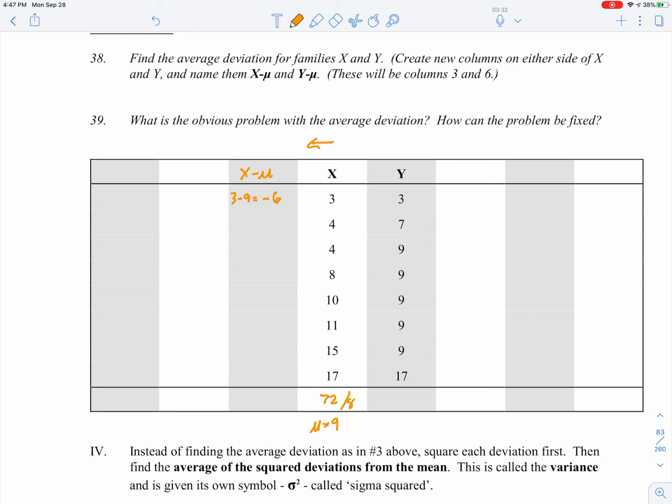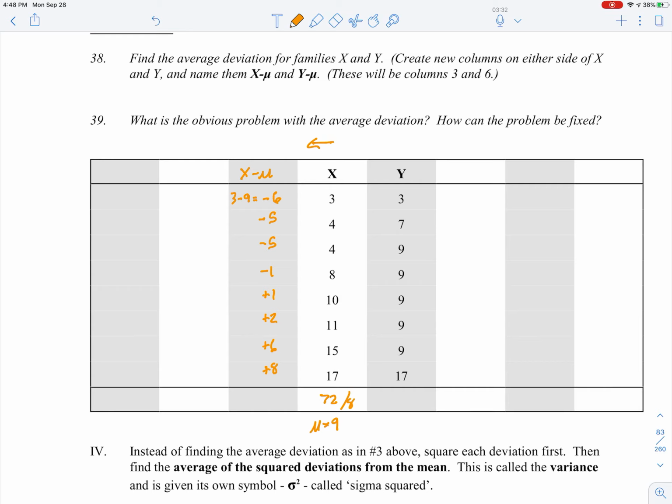4 minus 9 is minus 5. And then we just keep going down, minus 5. And then we've got here minus 1, plus 1, plus 2, plus 6, and then plus 8.